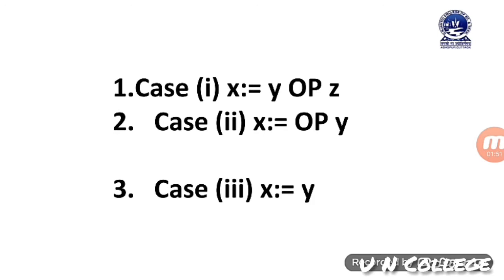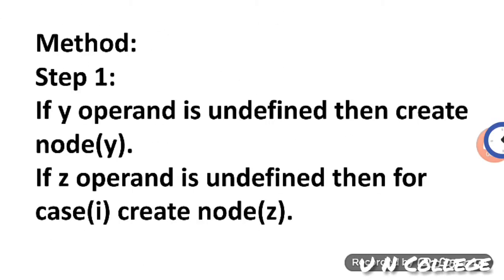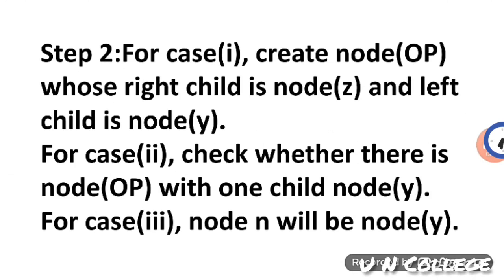Here we will discuss three cases. The first case is x equal to y operator z. The second case is x equal to operator y. Case 3 is x equal to y. Now we will discuss the method to construct the DAG. In the methodology, the first step is: if the y operand is undefined, then create node y. If the z operand is undefined, then for case 1 create node z. Already we have discussed the three different cases, and accordingly the methodology is implemented.